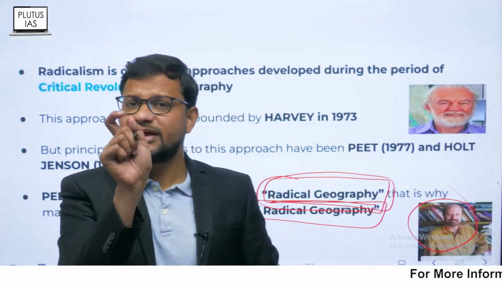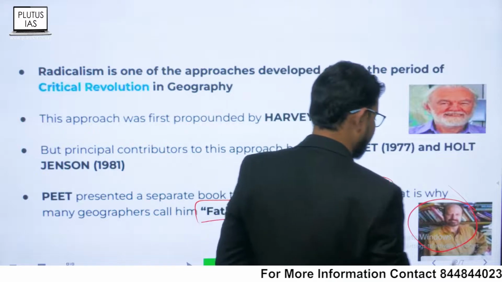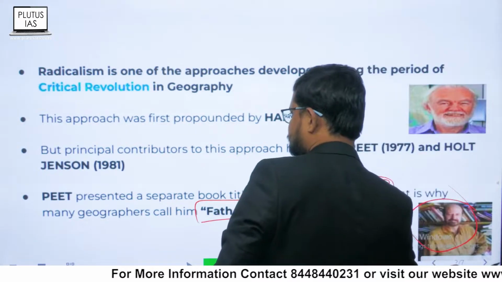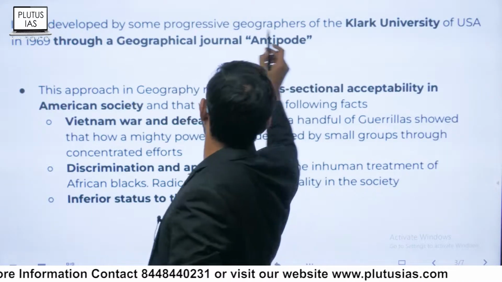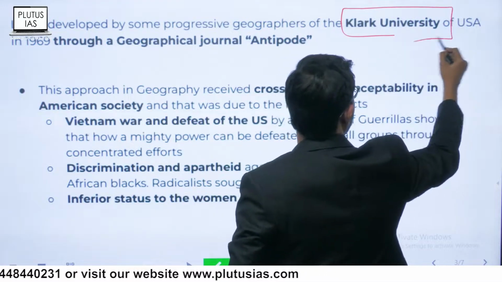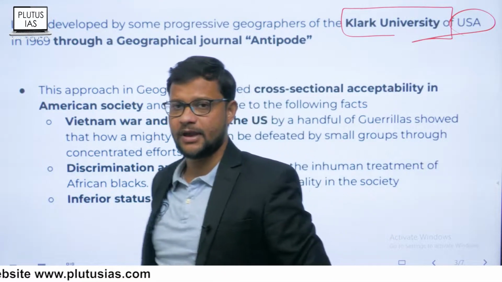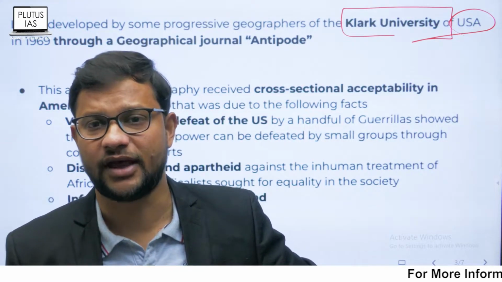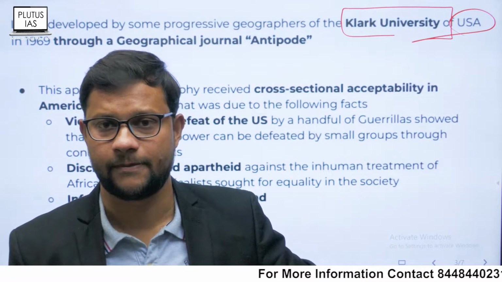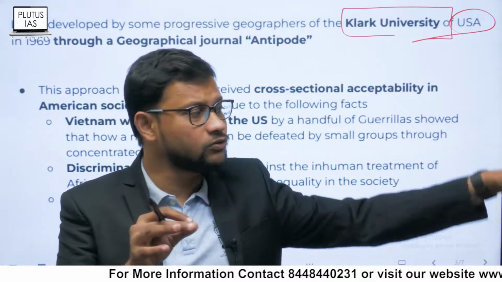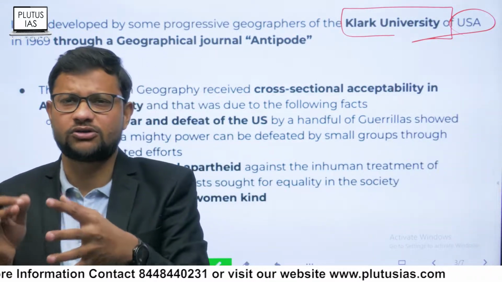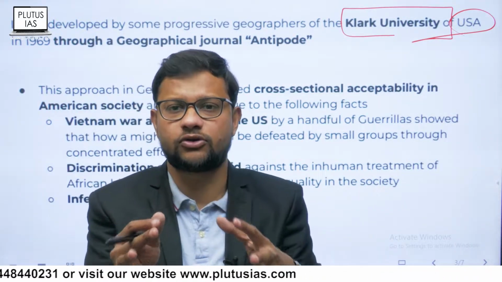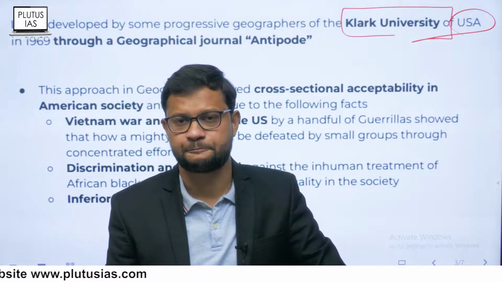And the university that you need to remember is Clark University of the USA, where the very first radical journal was started in 1969, that was Antipode. So this is the very foundation, or the very basics, of radical geography.